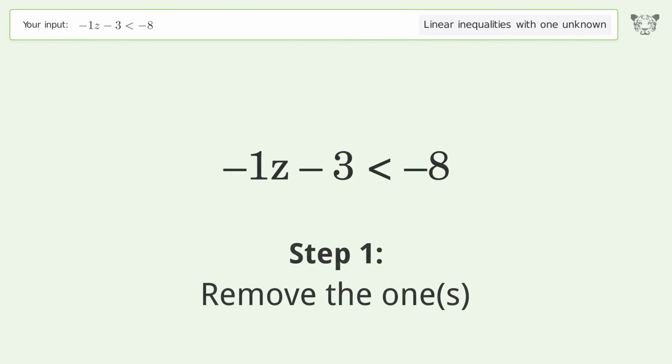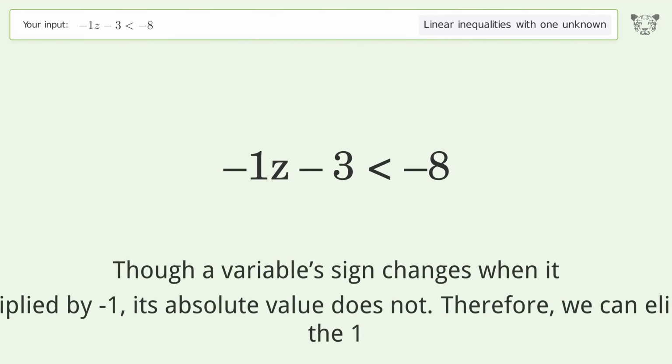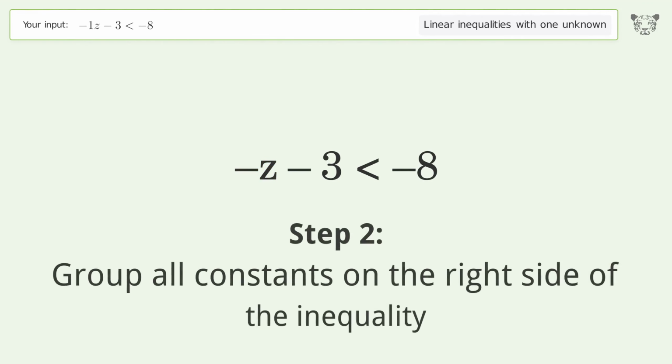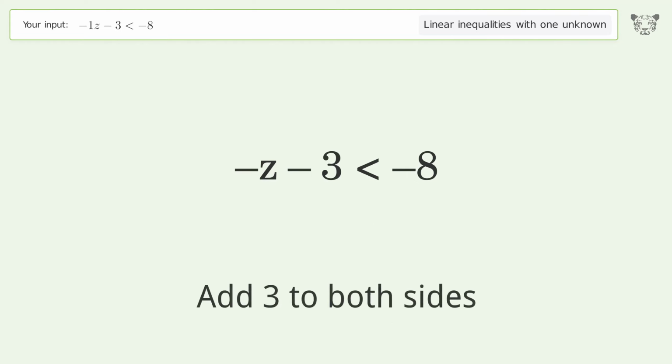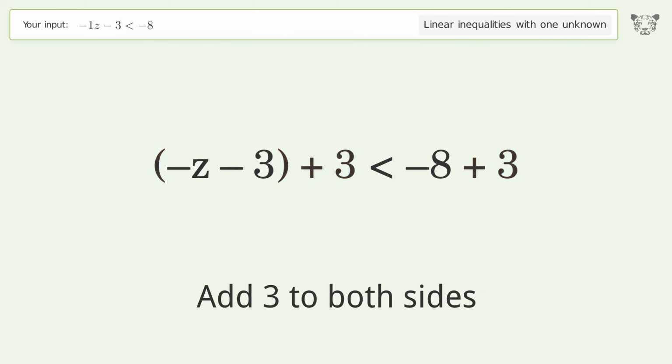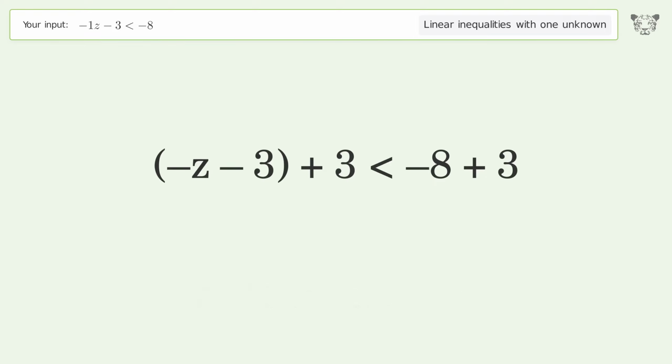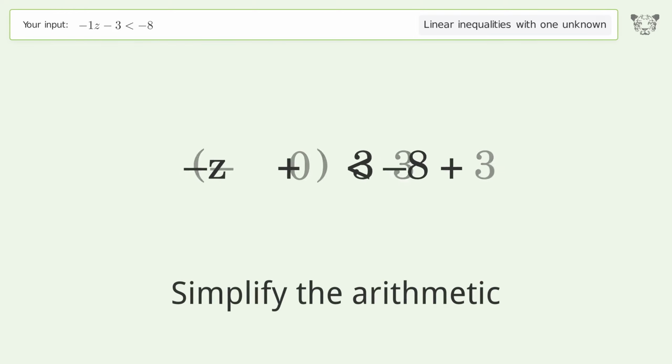Remove the ones. The way a variable's sign changes when it is multiplied by -1, its absolute value does not. Therefore, we can eliminate the 1. Group all constants on the right side of the inequality. Add 3 to both sides. Simplify the arithmetic.